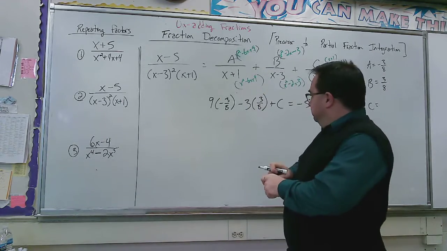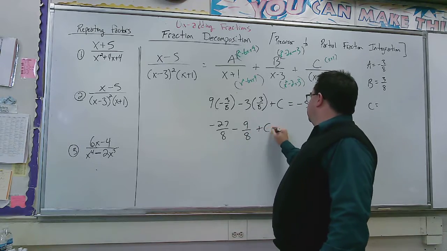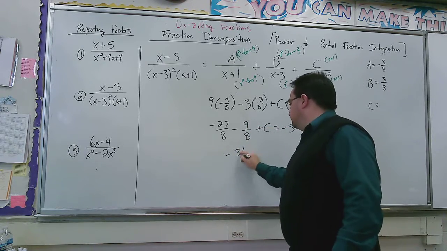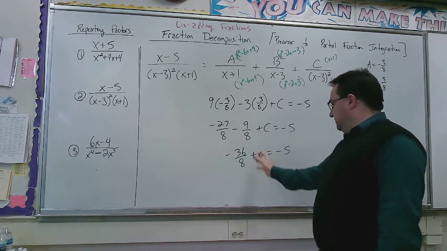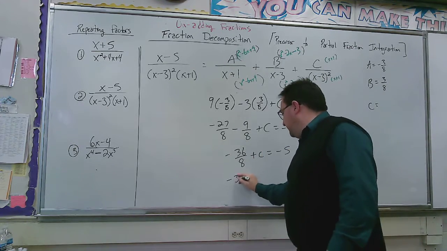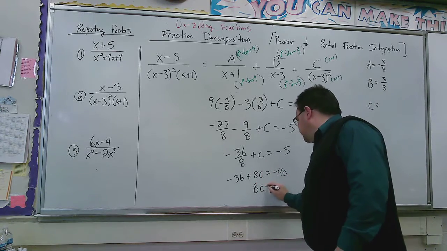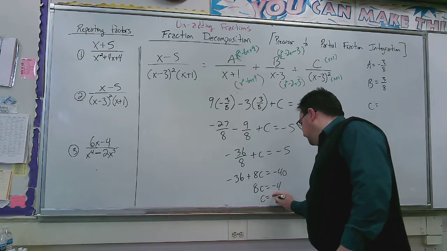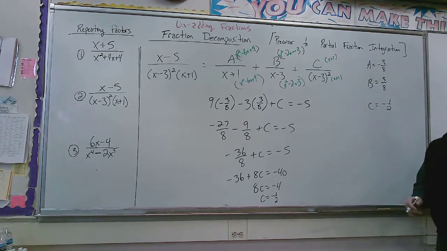All right, so here we go. Minus 27/8 minus 9/8 is minus 36/8. We could simplify, but I'm just going to multiply by 8. So 8c is minus 4, so c is minus 1/2. Okay.